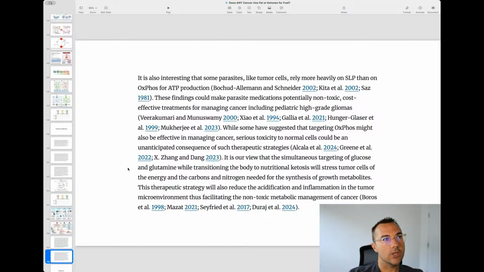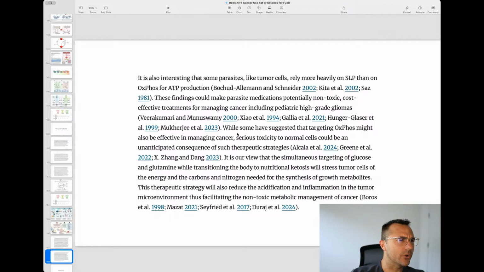It later says here that it is interesting also that some parasites, like tumors, rely more heavily on substrate-level phosphorylation than OXPHOS for ATP production. These findings could make parasite medications potentially non-toxic, cost-effective treatments for managing cancer, including pediatric high-grade gliomas. We have suggested that targeting OXPHOS might also be effective in managing cancer. Serious toxicity to normal cells could be an unanticipated consequence of such therapeutic strategies.